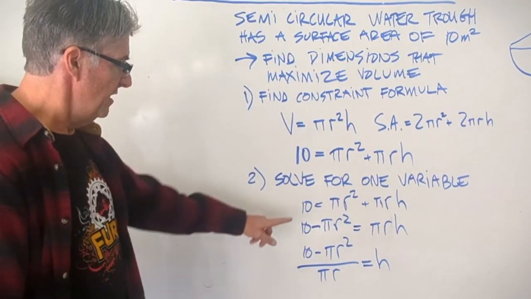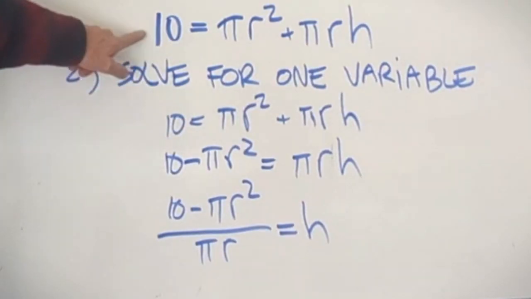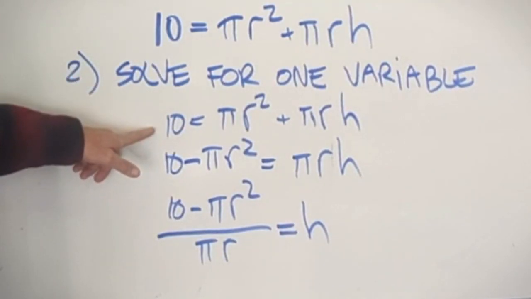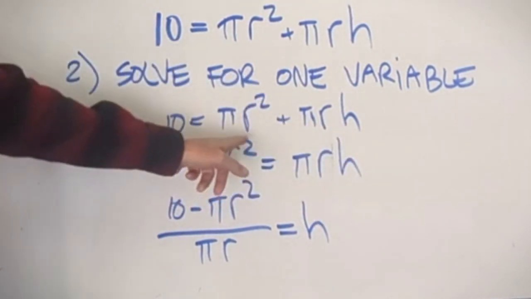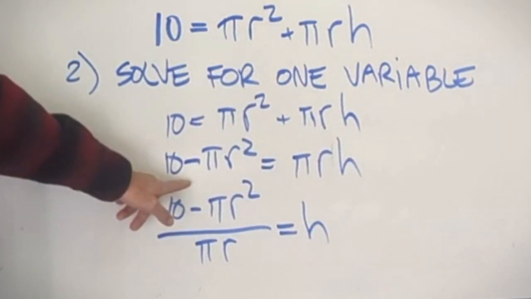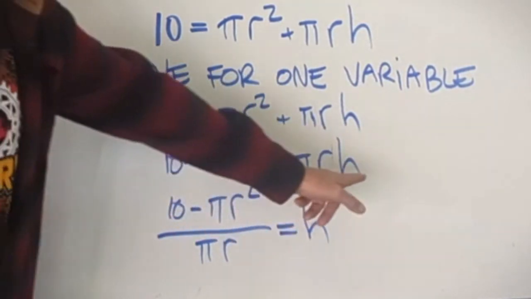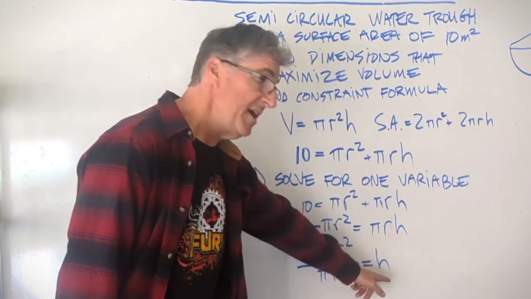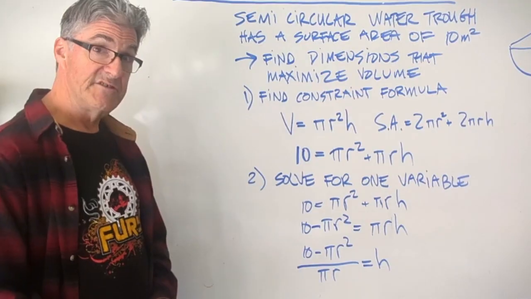Okay, let's see how you did. Here's my plug-in step, which is right from here. Just transferred it on down. So I'm needing to isolate pi r. I'm needing to isolate my h. So the first thing I do is I subtract this term over to the other side. I get 10 minus pi r squared. Then I divide through by pi r, and I have this expression equal to h. So let's move on to the third step.